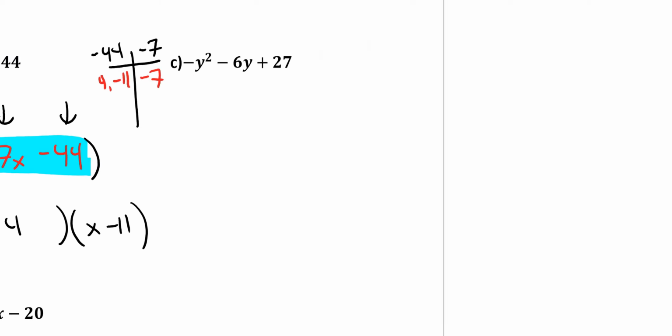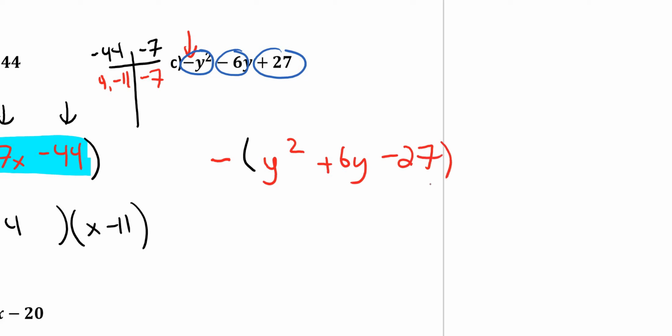Okay, for letter C here, I see a minus sign, so let's pull that out, and because I've done a few of these now, I know all these signs will just change to its opposite, so this would be positive y squared, positive 6y, and -27, and that's how I would factor out the negative sign there.